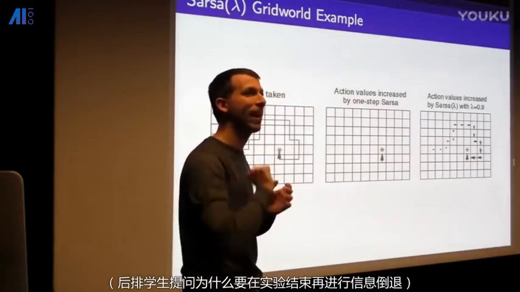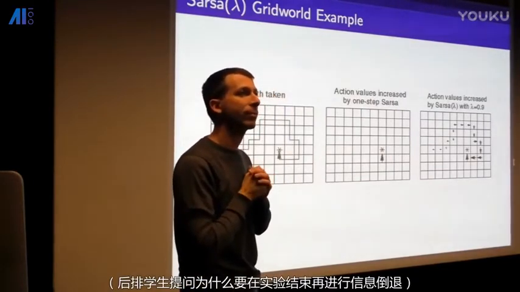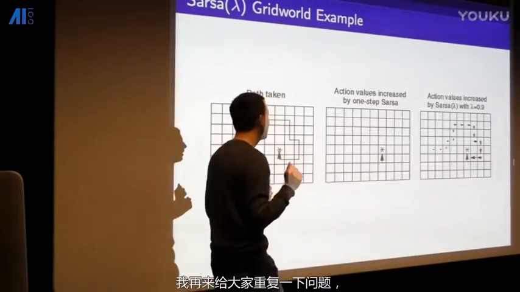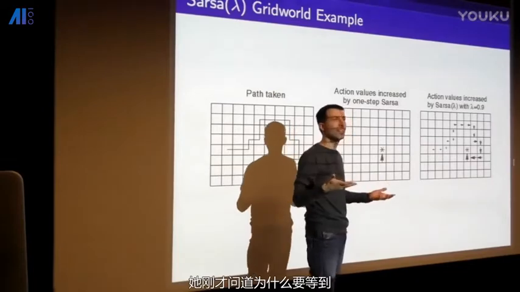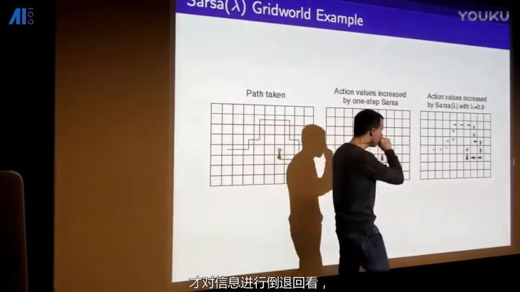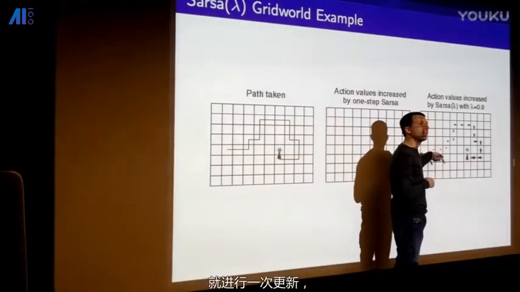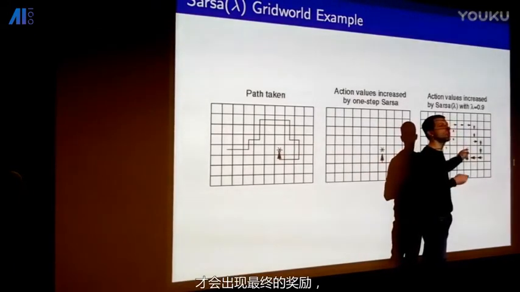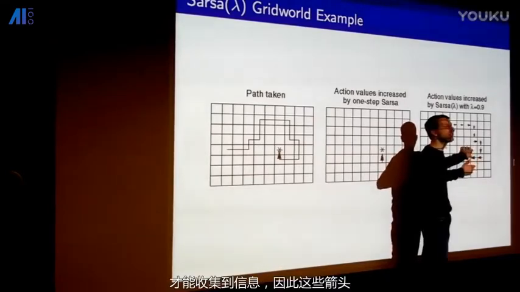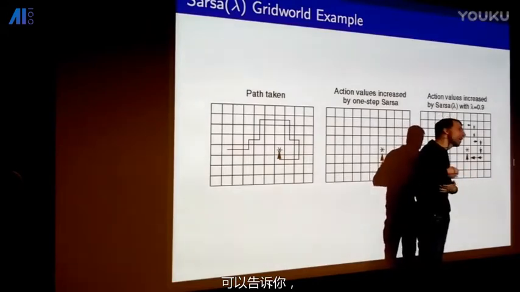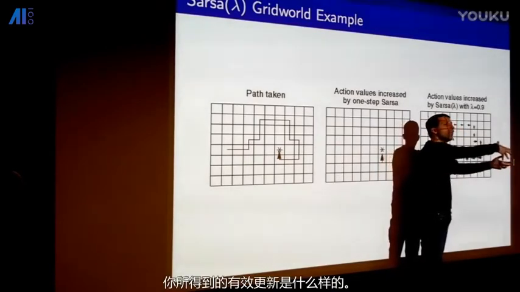Okay. Question at the back. Yes. I thought you said that for the backward view you don't necessarily need to wait until the end of the episode, but here you do that. Great question. So for the backward view, the advantage is that you don't need to wait until the end of the episode. We're actually running an update every single step. Now the fact that the reward only occurs at the end of the episode means that you don't actually gain any information until you reach there. So these arrows are basically showing you, by the time you get to the end of the episode, what's the effective update that you see.